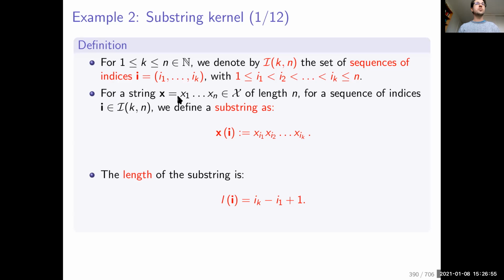And for a string x, which is x1 to xn, if I consider a sequence of indices of size k, I will now define a substring as simply the concatenation of letters that appear at these different indices. And what is the length of the substring? The length will not be only k, the number of characters, it will also depend on the indices. It will simply be ik minus i1 plus 1.